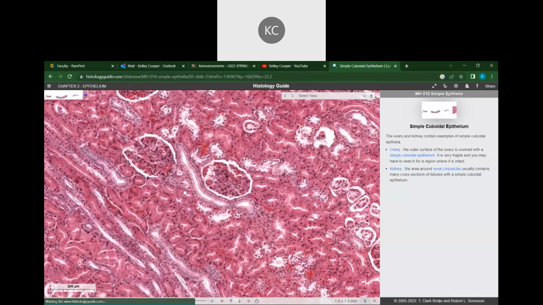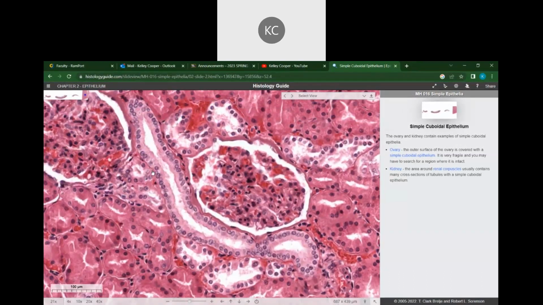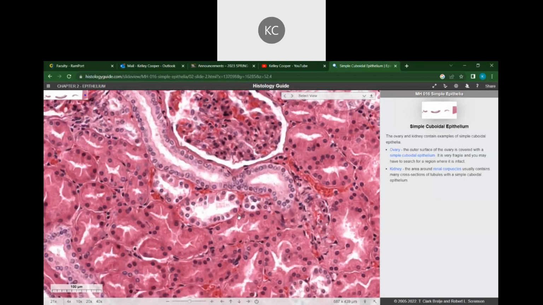So if we zoom in here, you can see very nicely along a lot of these tubules, it's nothing but simple cuboidal epithelial tissue. So you have these long tubules here. You have regions called proximal tubules. You have other regions called distal tubules.